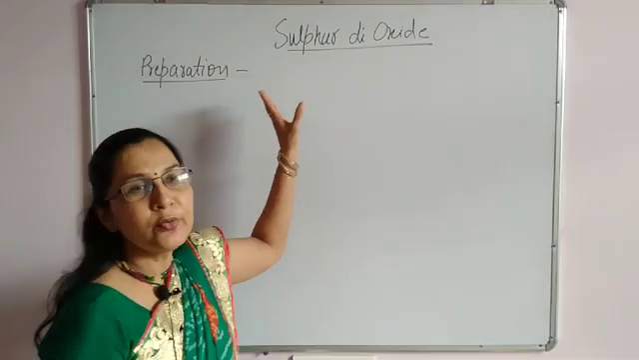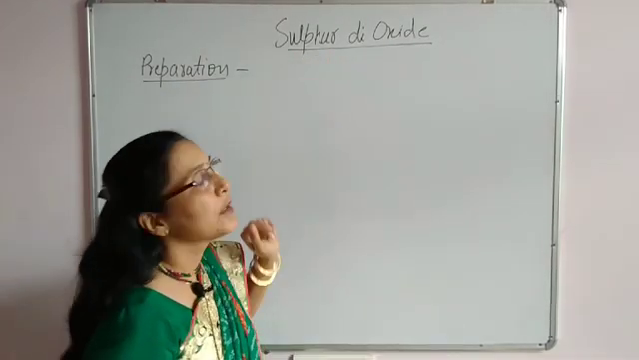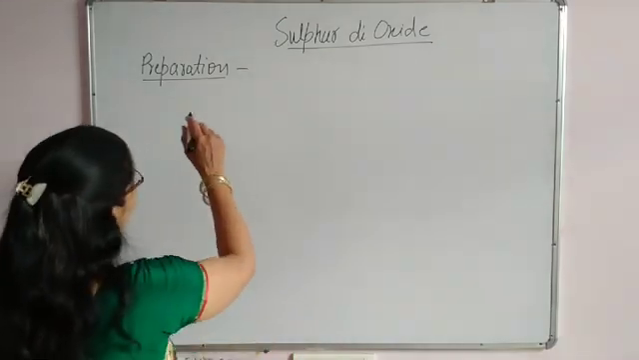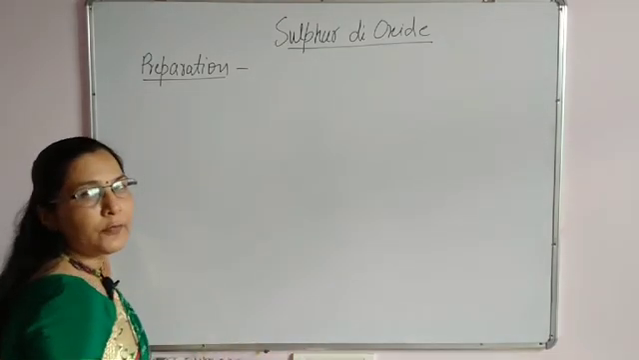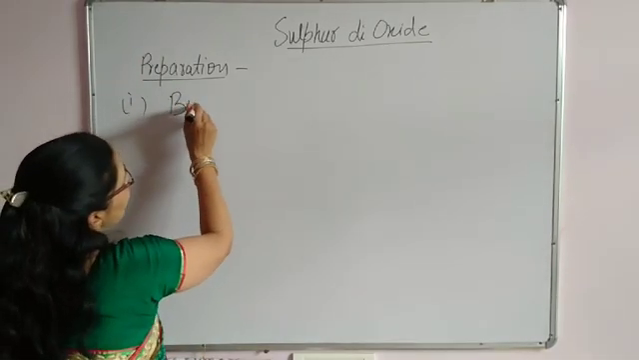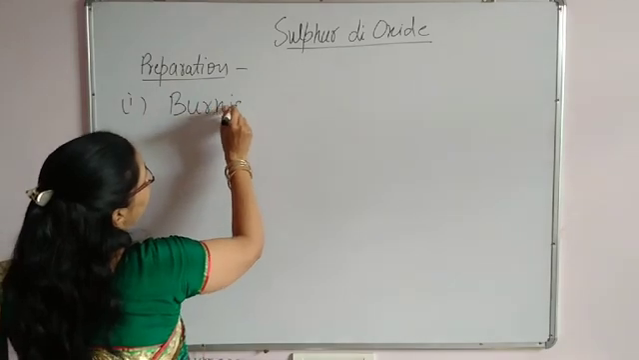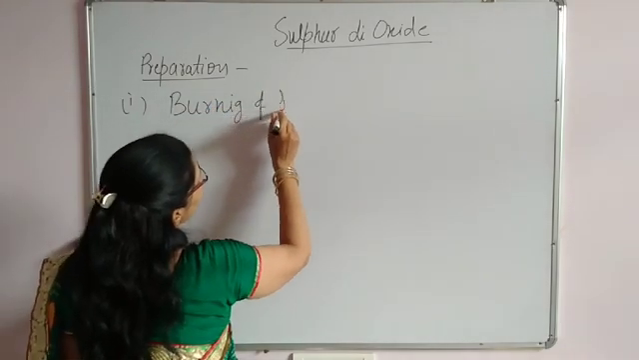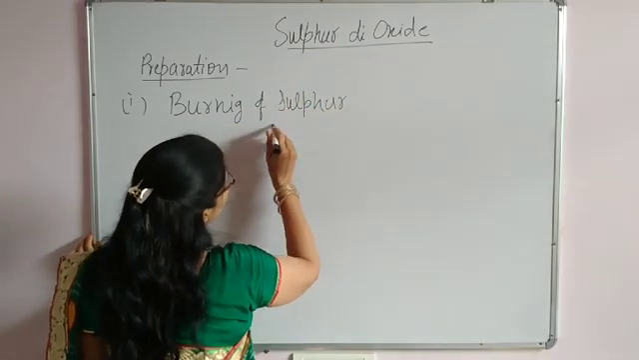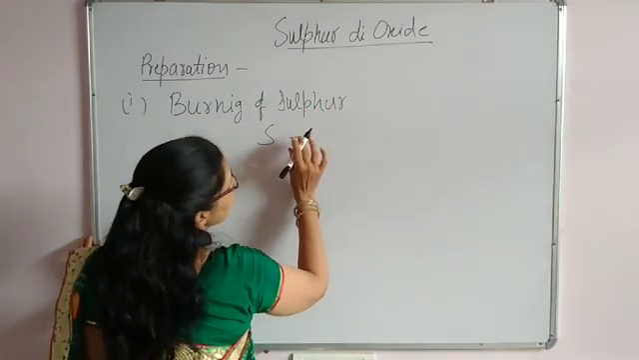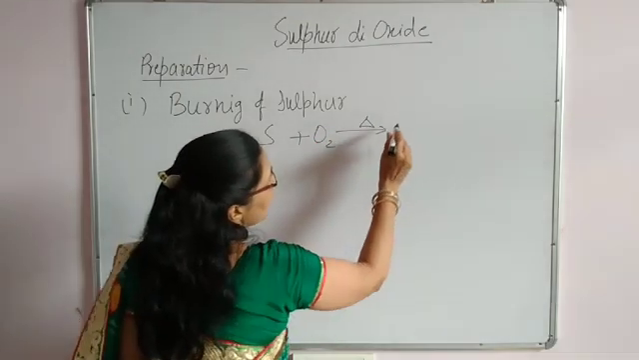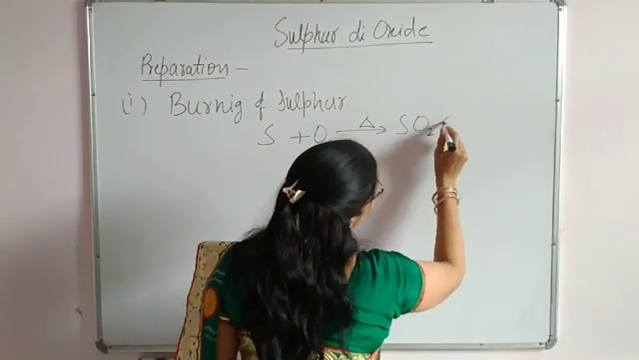Today we are going to do work for sulfur dioxide. The very first point, preparation of sulfur dioxide. First method for this, that is burning of sulfur. So here sulfur, when heated in the presence of oxygen, then you can have a gas.